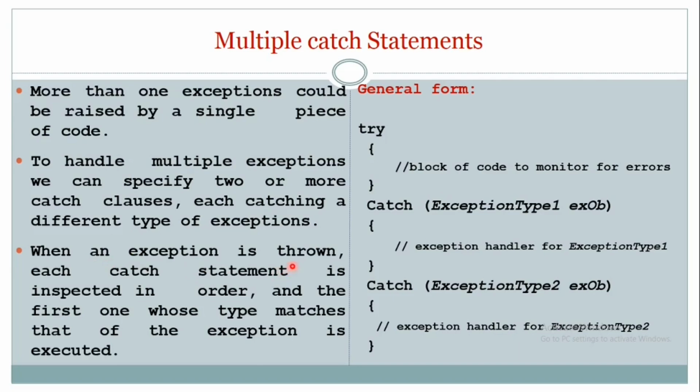When an exception is thrown, each catch statement is inspected in order, and the first one whose type matches that of the exception is executed. For example, if this piece of code in a try block threw arithmetic exception, each catch statement will be inspected. If this catch statement matches with the arithmetic exception, then this catch block will be executed. That's it about the concept of multiple catch statements.